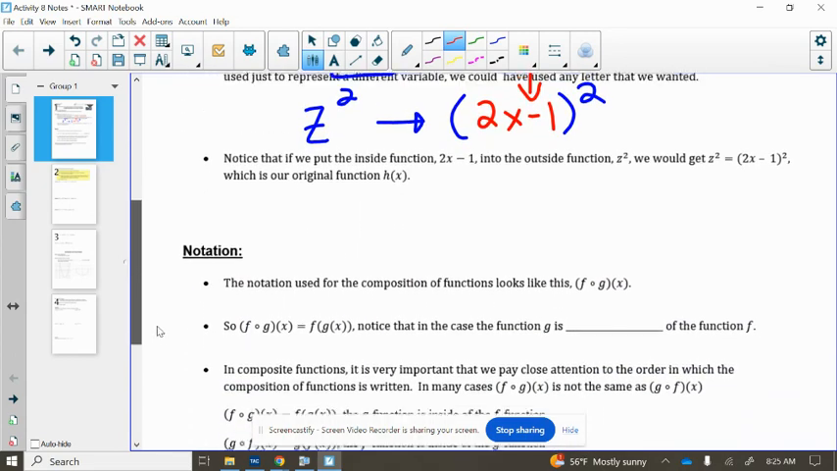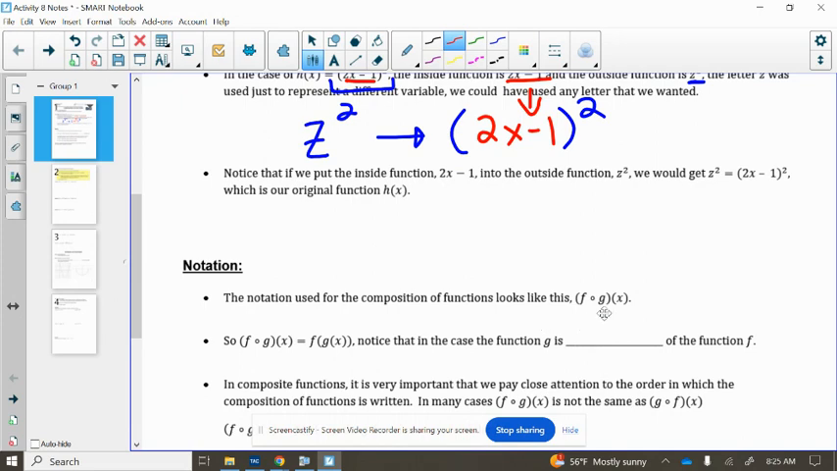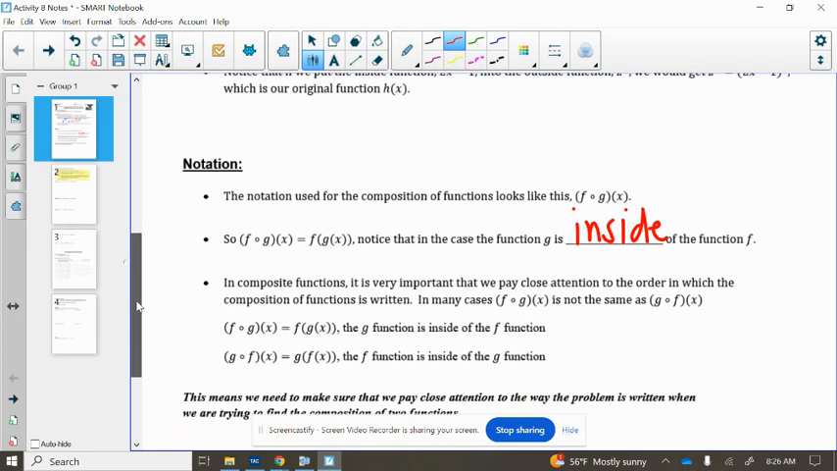So the notation that we see with this looks like so. In this case, we would say f of g of x. So basically what we're saying is we are plugging the function g of x inside of our function f of x. So g is what we would call the inside function or the inner function of function f. And we, again, are placing that inside.